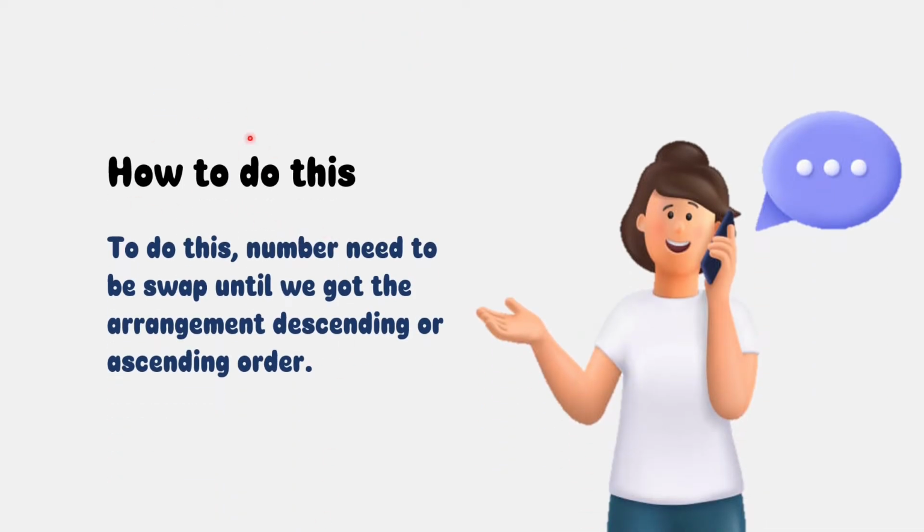Okay, how to do this? How to do this bubble sort? To do this, numbers need to be swapped until we get the arrangement in descending or ascending order. Now I'm going to show you how we do the bubble sort manually.